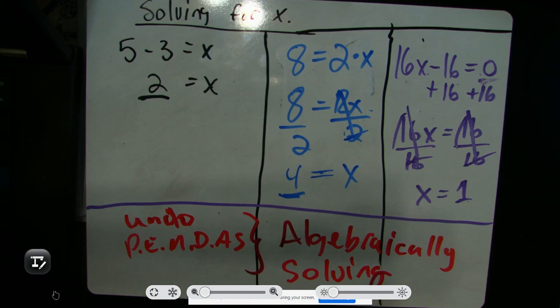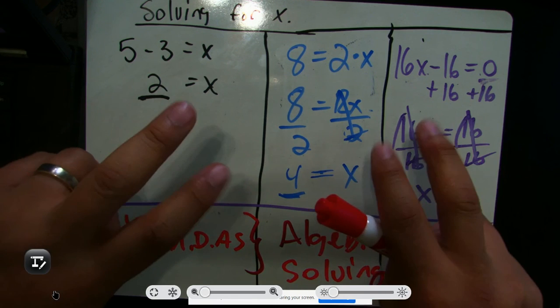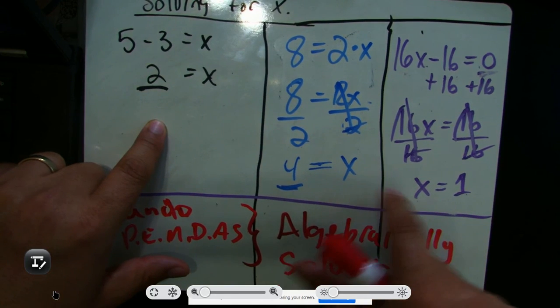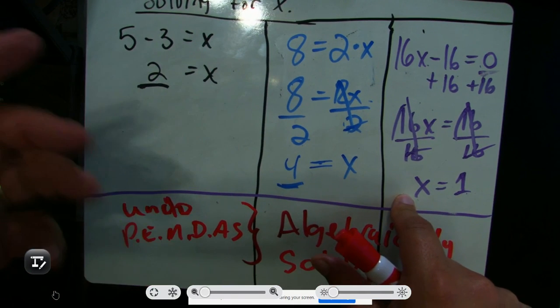In the next video, we'll talk about visually displaying our answers and how they connect with these. We know for a fact that they have to come out the same, right? But how do I display it visually?